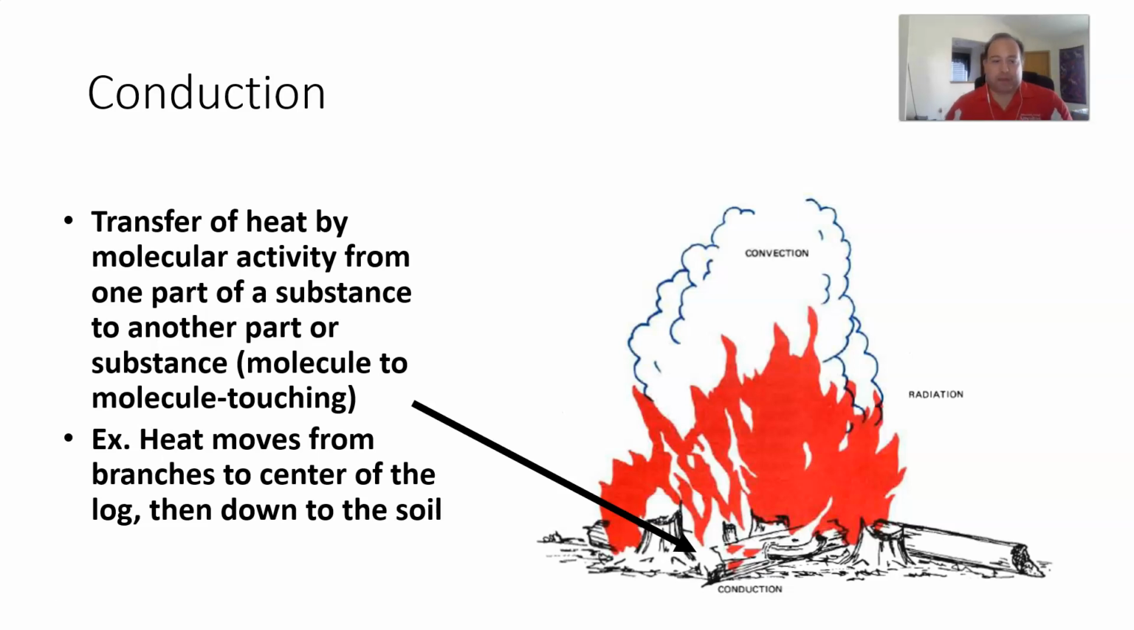through conduction. And so in the example I wrote here, heat moves from the branches to the center of the log, then down to the soil. And so the idea down here is what is getting heat transfer from conduction. The soil is getting heat transfer from conduction. The branches or piece of log is getting heat transfer by conduction. This stump right here is getting heat transfer by conduction. All of that's getting heat transfer by conduction because it's actually touching the heat. It's actually touching another substance that has heat, that is on fire.